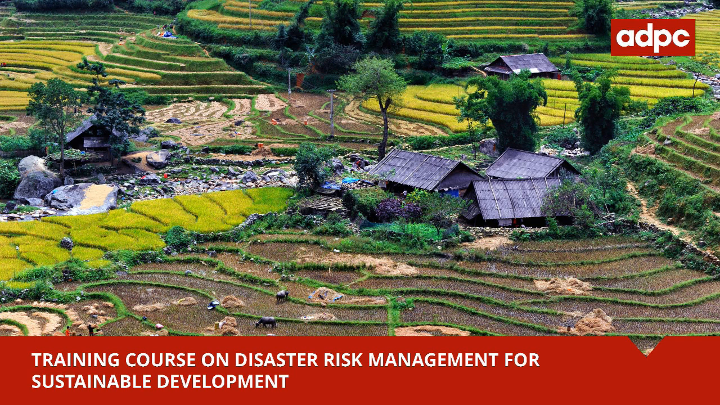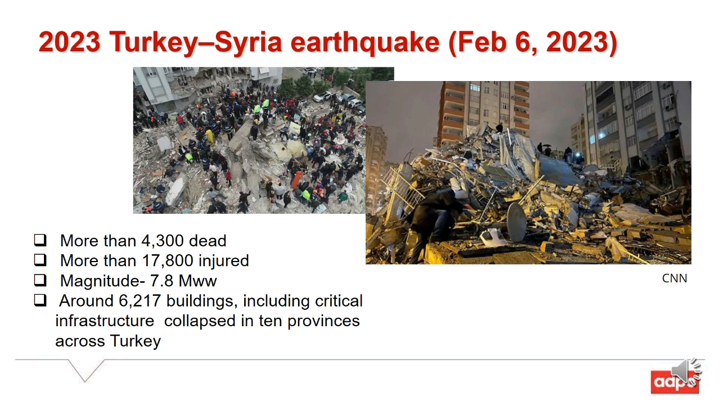No risk, no risk. Start with the 2023 Turkey-Syria earthquake. More than 4,000 people died, and around 20,000 people were injured, with this magnitude 7.8. Around 6,200 buildings, including critical infrastructure, collapsed in 10 provinces across Turkey. So look at this, a country like Turkey had this kind of devastating effect during an earthquake.